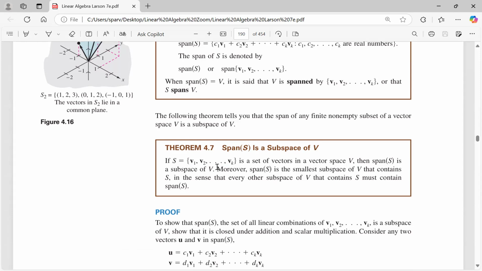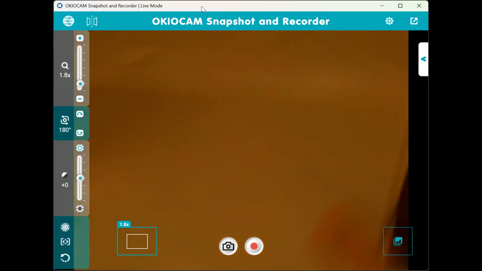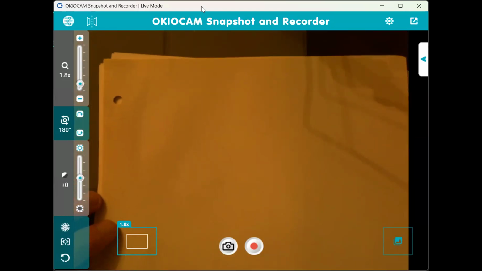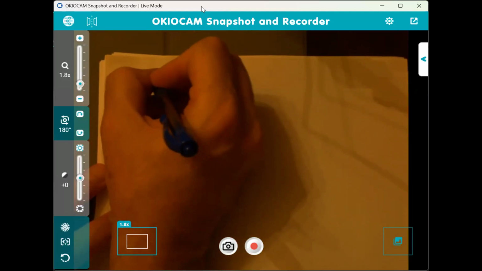Now, let's take a look at an example, probably the best way to talk about this. Let me change my share and go to my notepad here. So here's our example, this is the section 4.4 example.